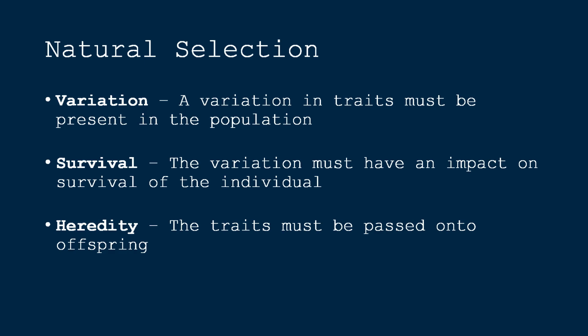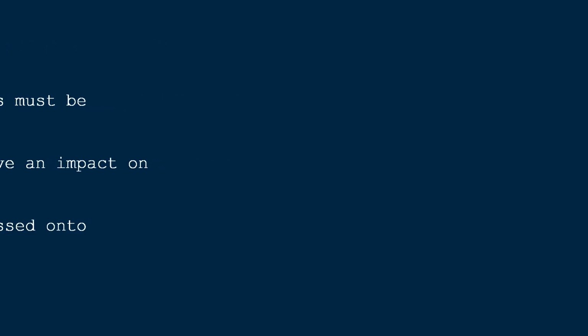Together, these factors create the conditions for natural selection to operate, driving the evolution of species through the gradual accumulation of advantageous traits. In this video, we will explore these concepts in more detail and see how they apply in some simulations that we create.